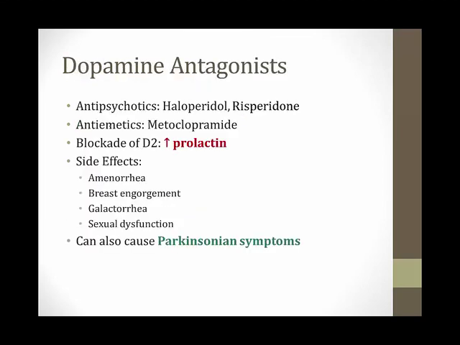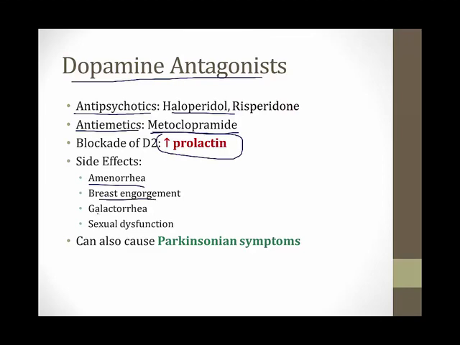Now let's talk about another clinical correlation of prolactin physiology, and that has to do with drugs that function as dopamine antagonists. There are many drugs which are dopamine blockers. Many antipsychotics like haloperidol and risperidone block dopamine receptors. There is an antiemetic that's sometimes used for vomiting called metoclopramide, which also blocks dopamine. And blockade of the D2 receptors can lead to high prolactin levels, and high prolactin levels are responsible for some of the side effects of these drugs. So people taking these drugs can experience amenorrhea, breast engorgement, galactorrhea, or sexual dysfunction.